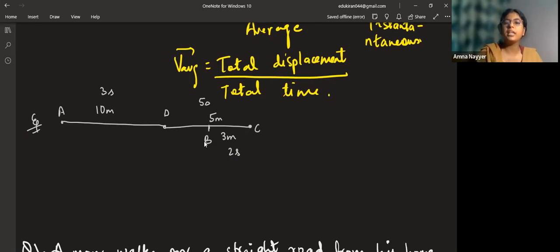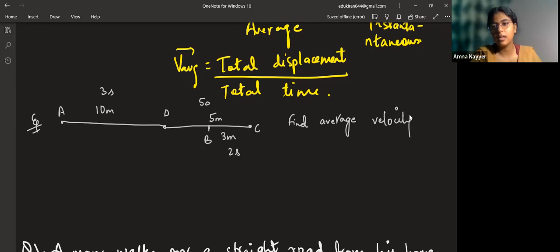What is the average velocity? You have to find the average velocity. What is the formula? Total displacement by total time. And how do we calculate the displacement? Just take the initial point, find out the final point, and take the separation between them. Try this question, then we'll be able to solve the next question. At least try this one.